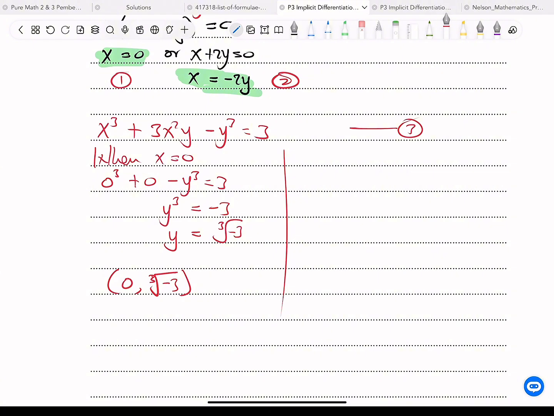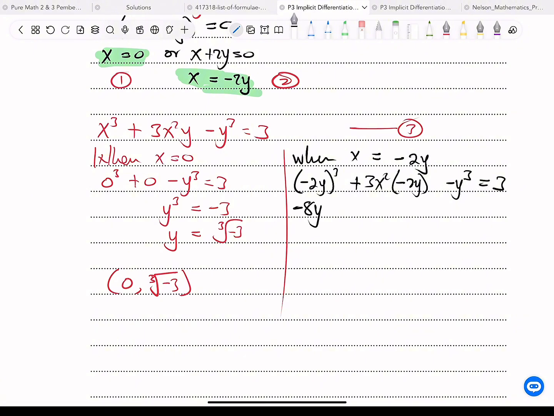Now, the next is when, so we are using equation 2. So when x equals negative 2y, we dump it into the main equation. So we have negative 2y cubed plus 3x squared times the y minus y cubed is equal to 3. And this would be negative 8y cubed minus 6.